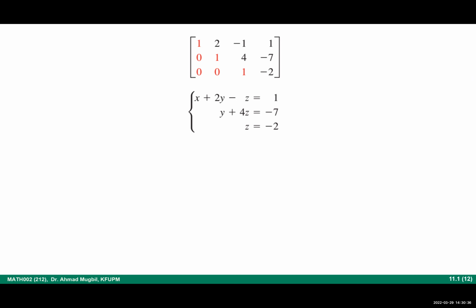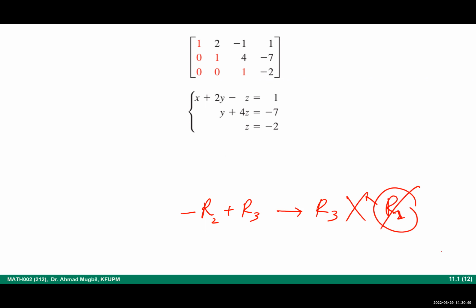Yes. Negative, multiply row number 1 by 2 plus row number 3. This can be written in row number 3, but not in row number 1 or row number 2. This is wrong. So if you did this, if you want to change row number 2, what to do? Negative R3 plus R2.